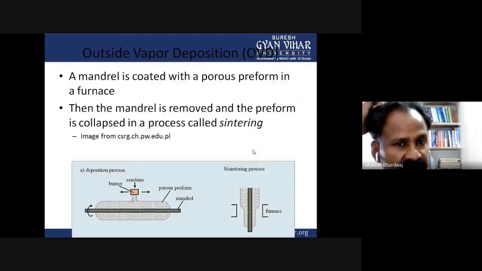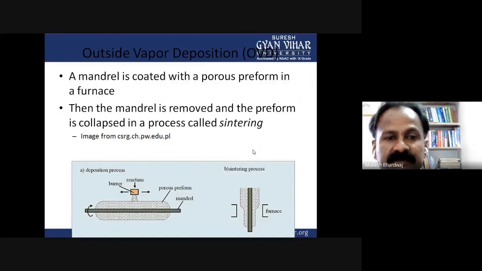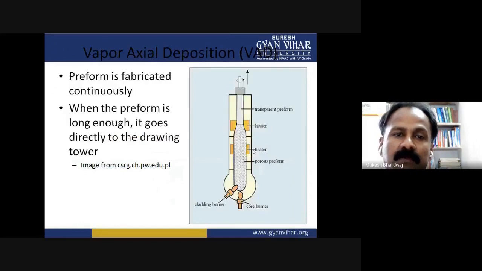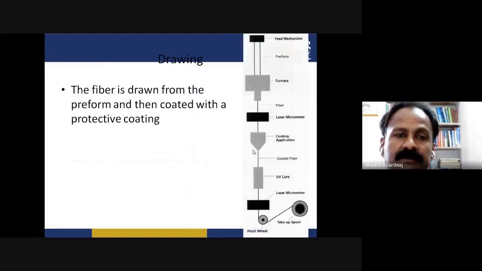Outside vapor deposition method: a mandrel is coated with porous preform in a furnace. Then the mandrel is removed and the preform is collapsed in a process called sintering. Vapor axial deposition method: the preform is fabricated continuously. When the preform is long enough, it goes directly to the drawing tower. Drawing: the fiber is drawn from the preform and then coated with a protective coating.